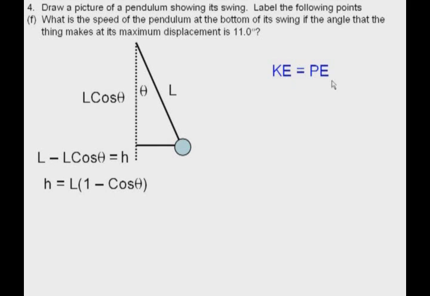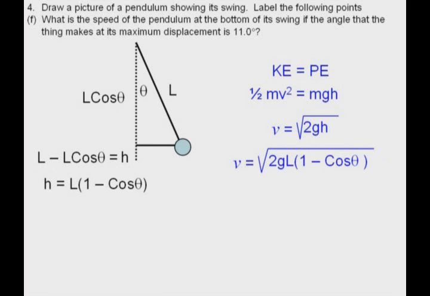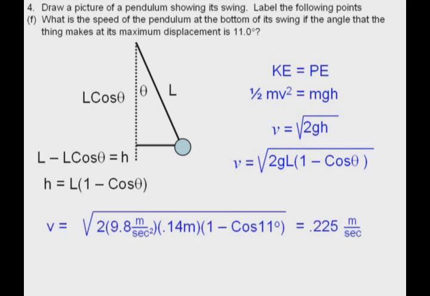So the kinetic energy is coming from the potential energy, so I'll put those two formulas equal to each other. And remember, when we do this, the mass is going to cancel out when we're solving for V. And then I'm going to substitute this H into this one. So we get, this is the formula for the velocity of the pendulum down at the bottom. Plugging in our numbers, I come out with 0.225 meters per second.